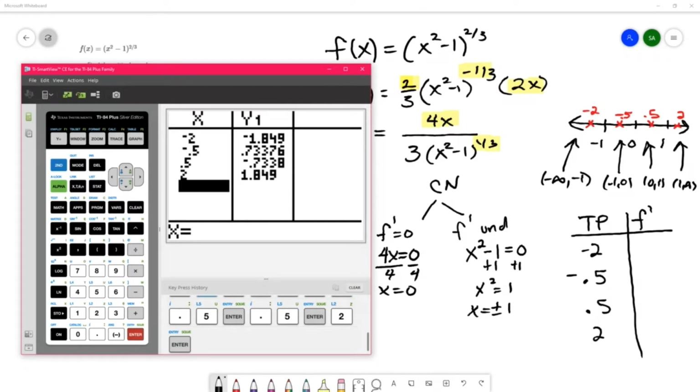And we are taking note of the sign of the derivative, whether it is positive or negative, and that will tell us whether the function is increasing or decreasing on that interval. So we've got negative, positive, negative, positive.